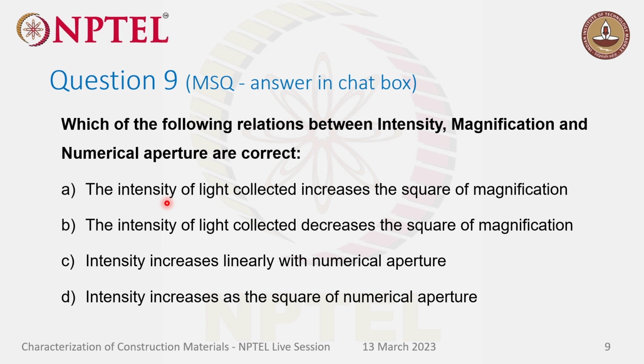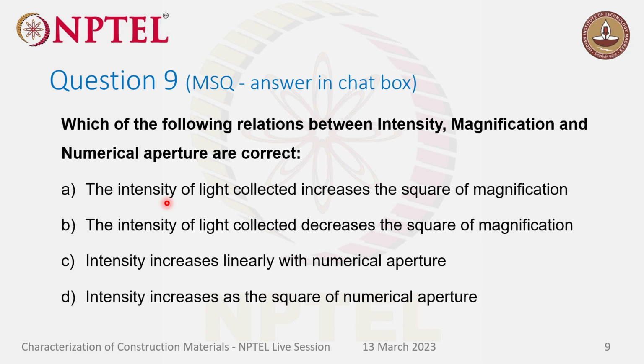Question number 9. Hereafter there is no question launched in polls. You have to give the answer in the chat box. The question is, which of the following relations between intensity, magnification, and numerical aperture are correct? For this case, you should know what is intensity. Intensity is nothing but the intensity of the light beam. And magnification, once you use the zoom option, it's nothing but magnification, and numerical aperture. So we have to relate intensity, magnification, numerical aperture and find the correct statements. Let me start the timer now and please give the right answer.